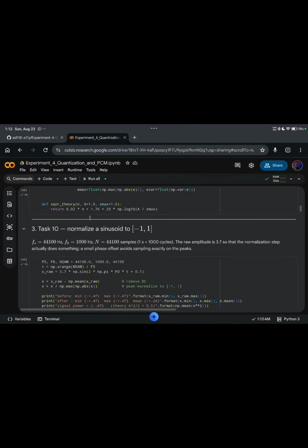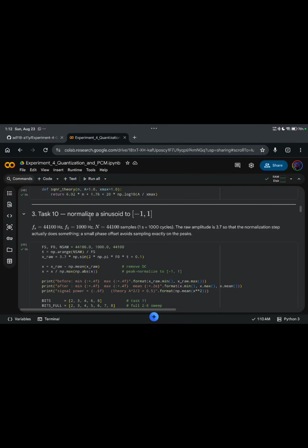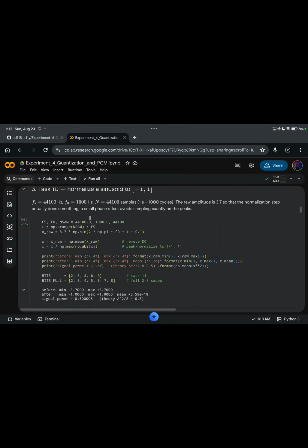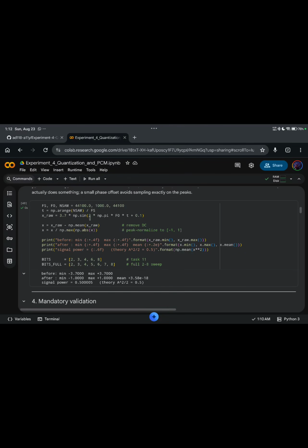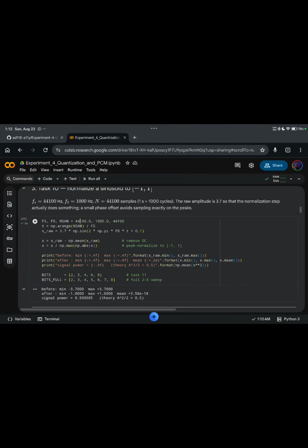Now, here we can see the signal normalization. In this cell, I generate a 1 kilohertz sinusoidal signal. The sampling frequency is 44.1 kilohertz and the signal contains 44,100 samples, representing 1 second of audio. The original amplitude is 3.7.